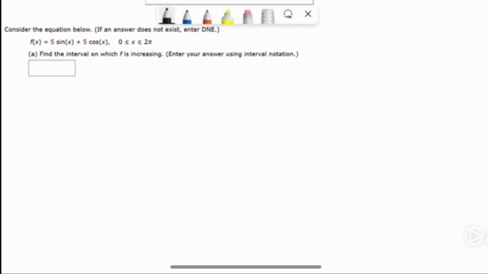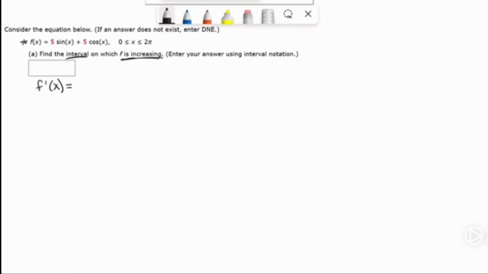Consider the equation below. F of x equals 5 sine x plus 5 cosine x, where 0 is less than or equal to x, which is less than or equal to 2 pi. And we need to find the interval on which f is increasing. Now, the first step we want to take when solving this is we want to find the derivative.